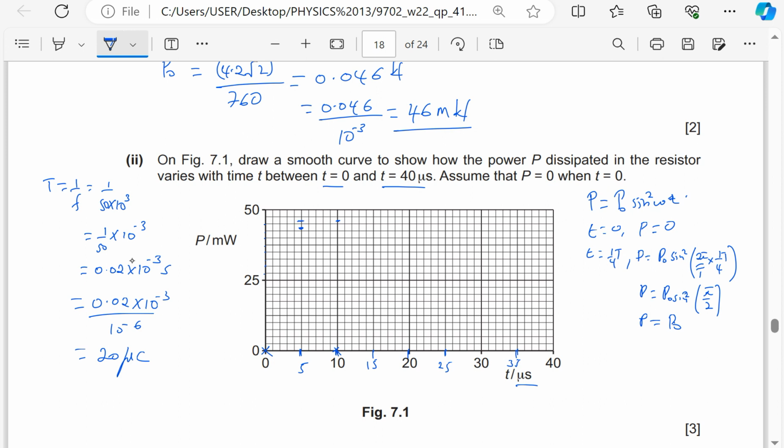No, it is here. 18 points, so it is here. So at 15, the graph will go like this. Maximum at 5, it goes back to 0. Then at 15, it goes back to maximum again. Then at 20, of course, it goes to 0. Then at 25, it goes back to maximum again. And at 30, it goes back to 0. At 35, it goes back to maximum. Then at 40, it goes back to 0. Okay, so that would be the graph.